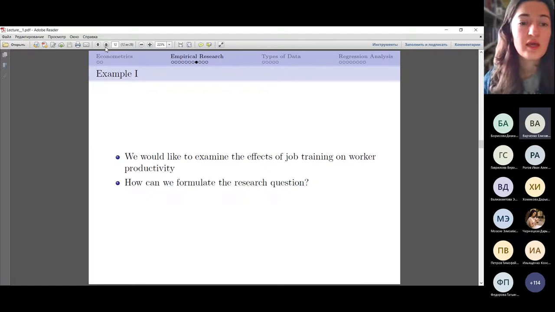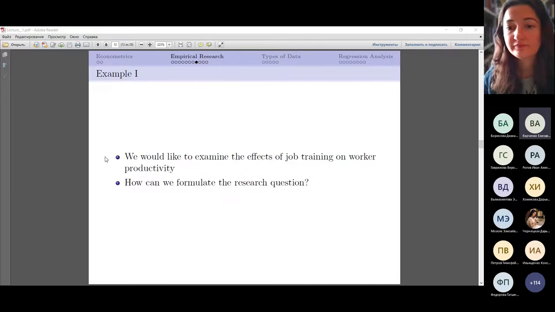How can we do this? How can you formulate the research question if you need to check the relationship between job training and worker productivity? Any suggestions? Do you have any ideas? Does job training affect worker productivity?